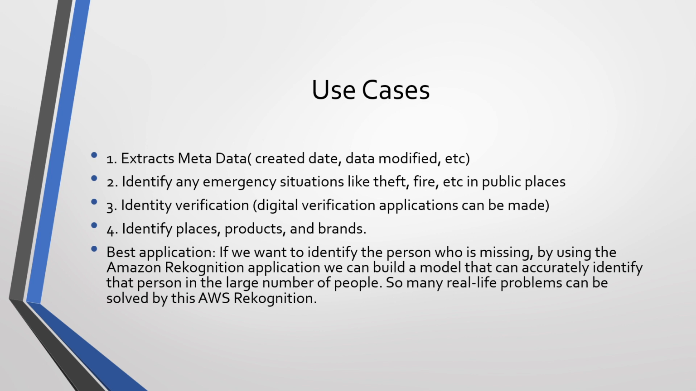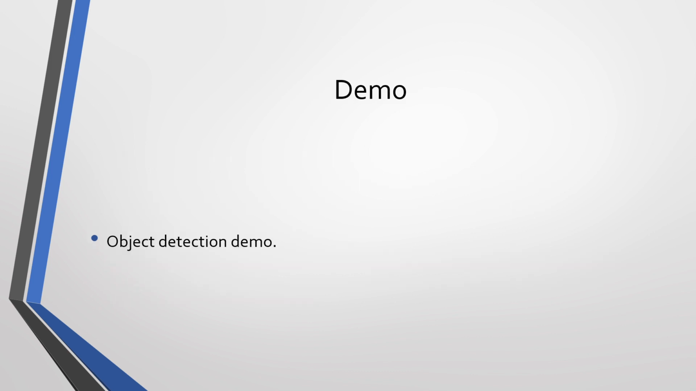And I have listed out the best application. If you can create a model that can identify a missing person from a video or a photo of a public area he or she might have visited last, then it makes our work very simple, right? This is a real life application and a real life problem that can be solved by Amazon Rekognition. So there are multiple uses. Now let's see an object detection demo.